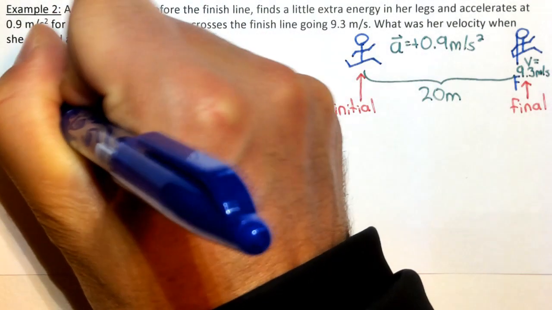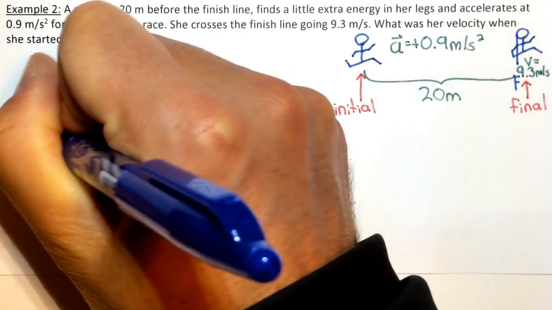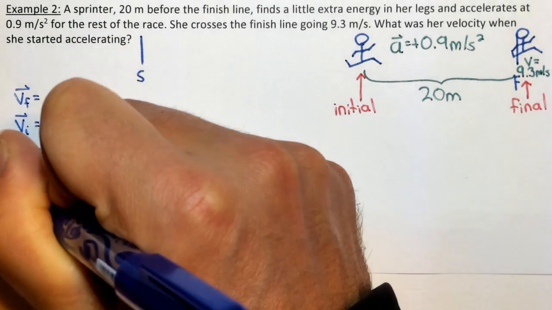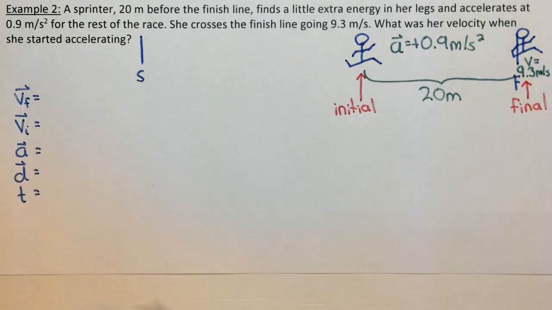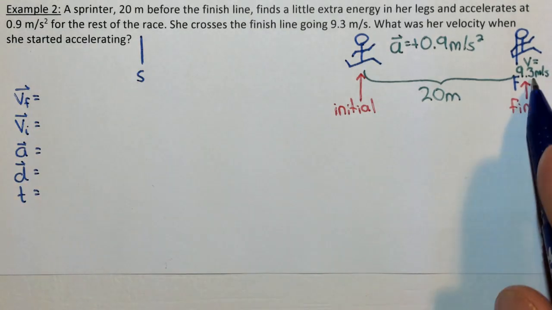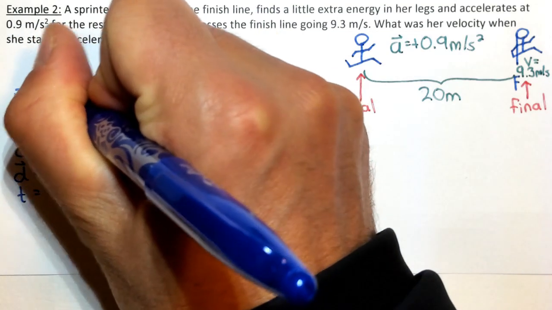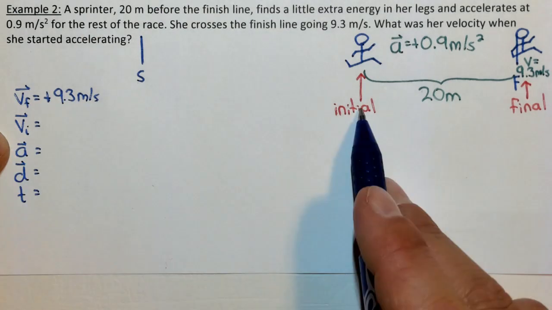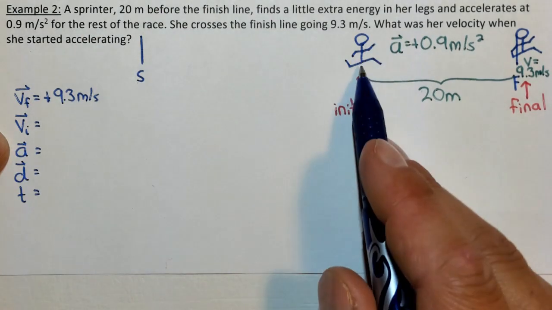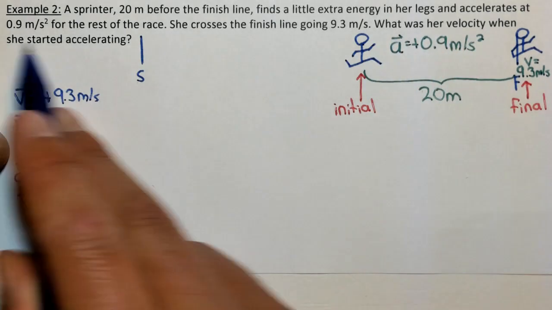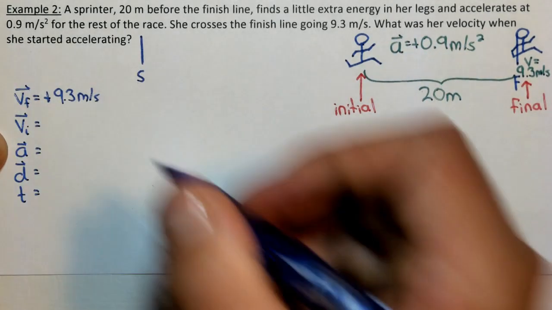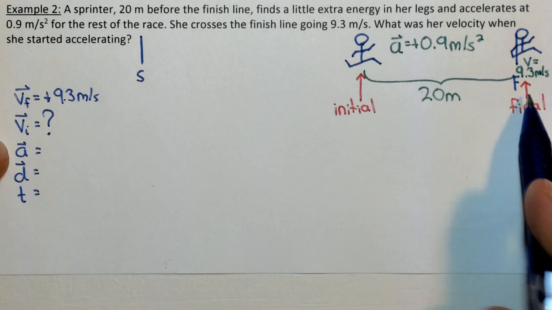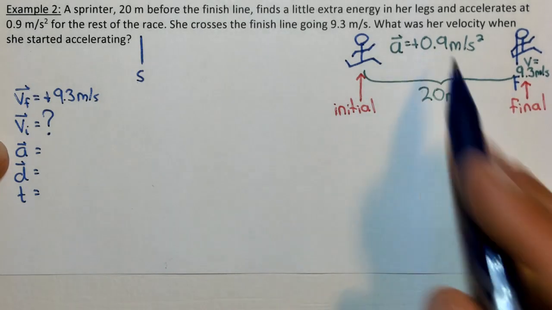So again, we write down the 5 things: VF, VI, A, D, T. So I know VF, final velocity, is positive 9.3. I know VI, the initial velocity, oh, I don't know that. In fact, that is what we're looking for. Her velocity when she started accelerating. I know A, between initial and final during this time period that we're looking at, is positive 0.9.